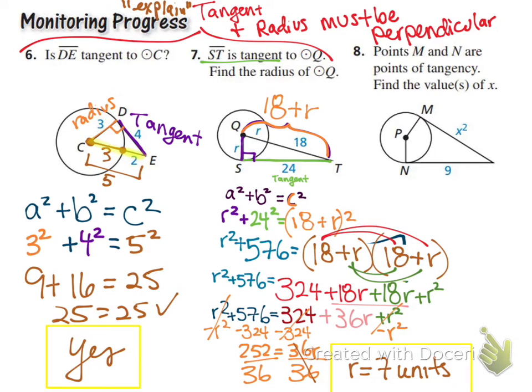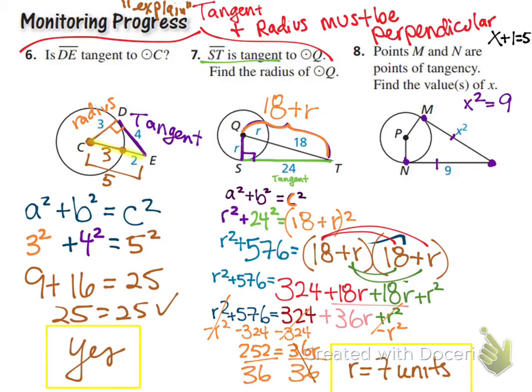The last one is number 8. So M and N are points of tangency, which means they are two tangent lines that intersect at the same point, which then means the two tangent lines are congruent in length. So here's what's going to happen. X squared will equal 9, but I want you to pause before you solve it, because some of you are in Algebra 2 though. How many answers are there in a problem like this?